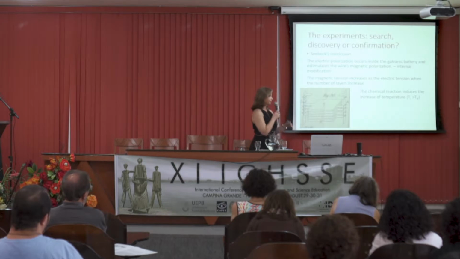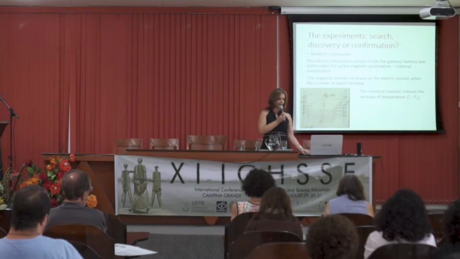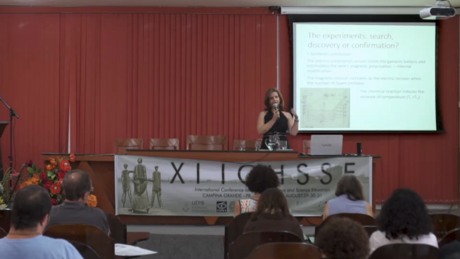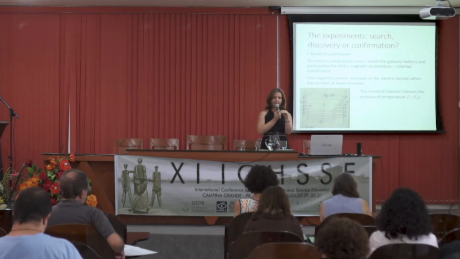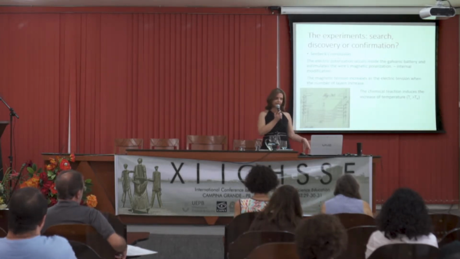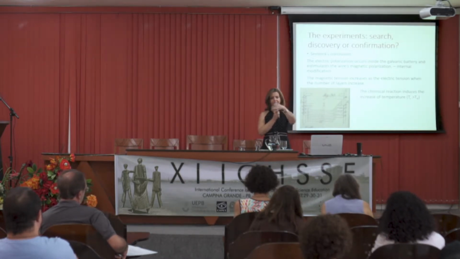So no quantitative experiments. His conclusion was that the electric polarization occurs inside the galvanic battery and stimulates the wire's magnetic polarization. The magnetic polarization is an internal modification. So Seebeck believed that the copper wire had a kind of magnetism, a latent magnetism, and the electric polarization stimulates this latent magnetism. But the electric polarization is only inside the battery, not passing through the wire.